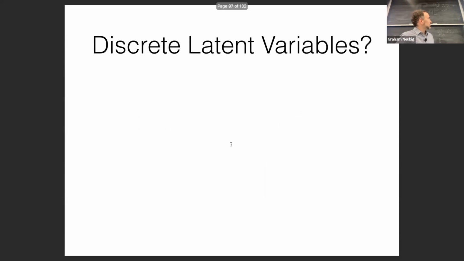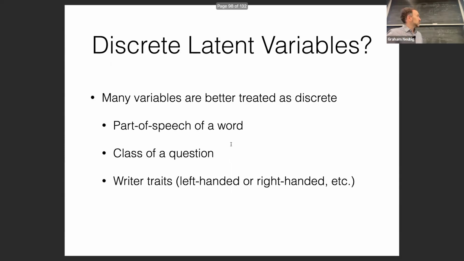So discrete latent variables. Up until now, I was talking about a continuous latent variable, like just a vector of continuous numbers, like a sentence embedding or something. There are a lot of different things you could model with discrete latent variables, such as the part of speech of a word, or the class of a question, or, let's say you're modeling handwriting, you could also model the traits of the person who is writing it. Like, are they right-handed or left-handed or something like this?